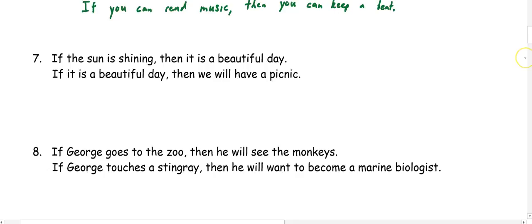Number 7, if the sun is shining, then it is a beautiful day. If it is a beautiful day, then we will have a picnic. Beautiful day was repeated as a hypothesis and a conclusion, so we can take those out and draw a new conclusion: if the sun is shining, then we will have a picnic.